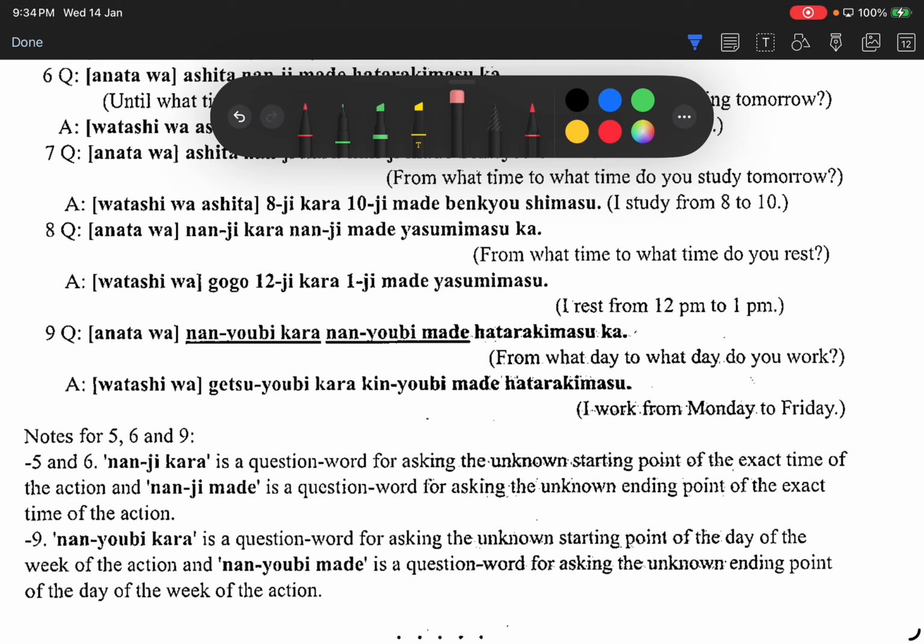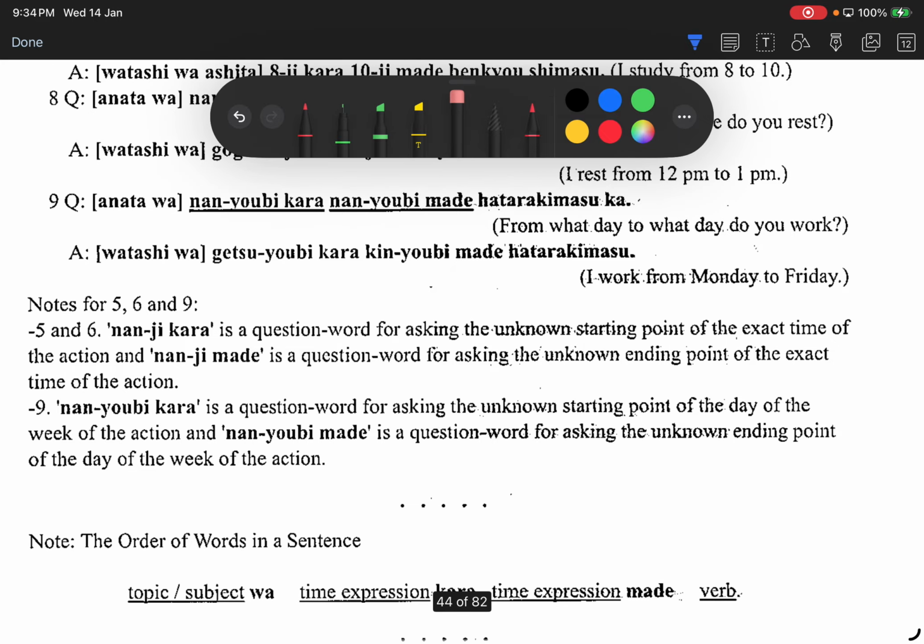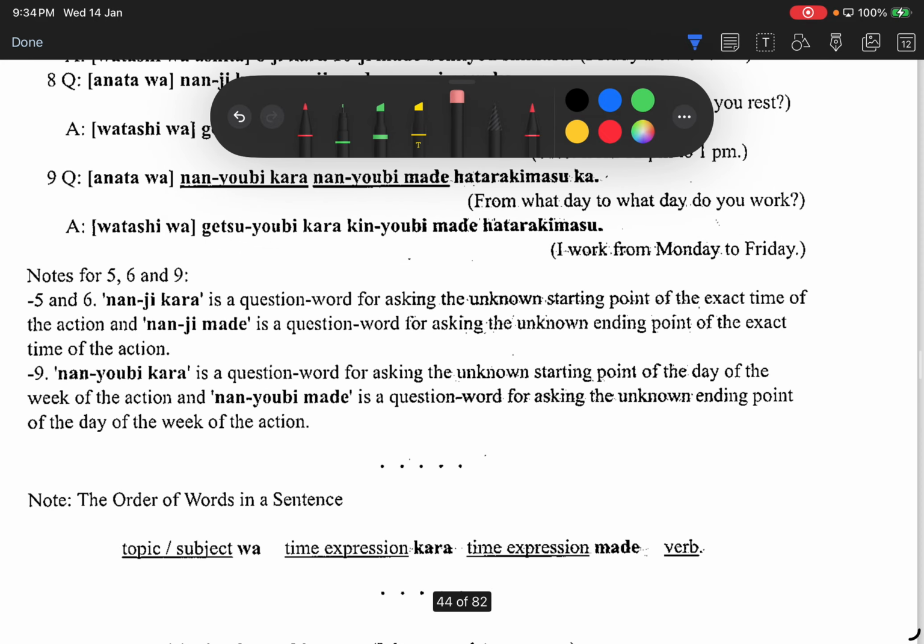So we can ask what month, what year? So what month is, that's what we learned already. Nangatsu. Year? Nannen. Yeah, so we can use it for year and month also. We can use it for minutes, for days, for months, anything that has a time required. Okay? And then I want to share something more.